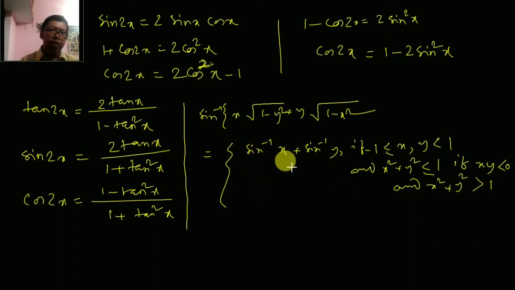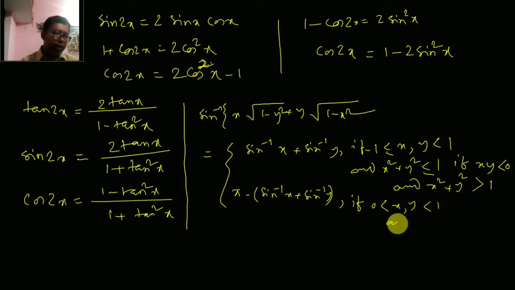This is one pattern. Next pattern may be pi minus sin inverse x plus sin inverse y. This is another pattern. You can apply it only when 0 less than x comma y less than 1 and obviously x square plus y square is greater than 1. This is another pattern. So in the next page you may see a few more inverse trigonometric functions and the formulae.